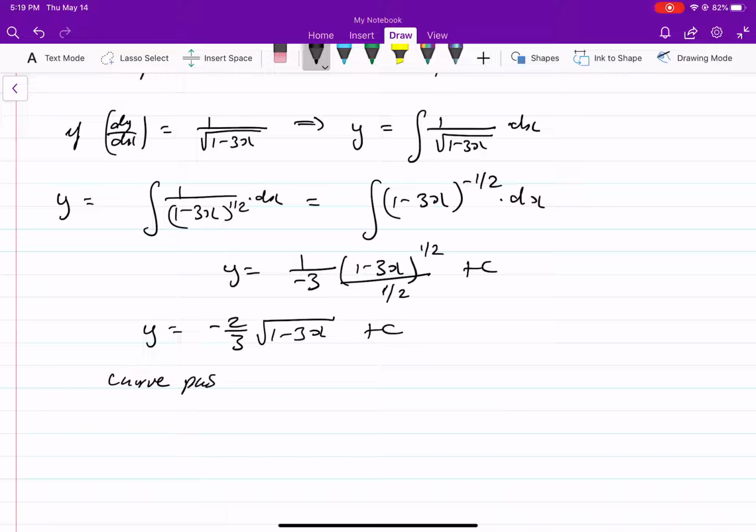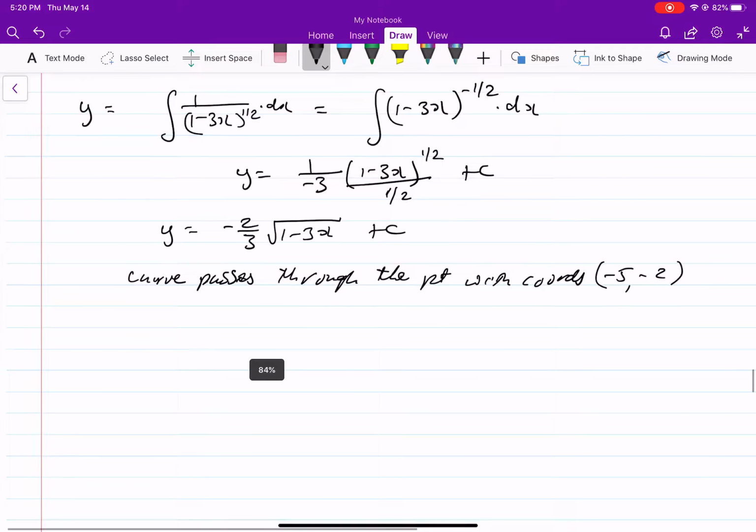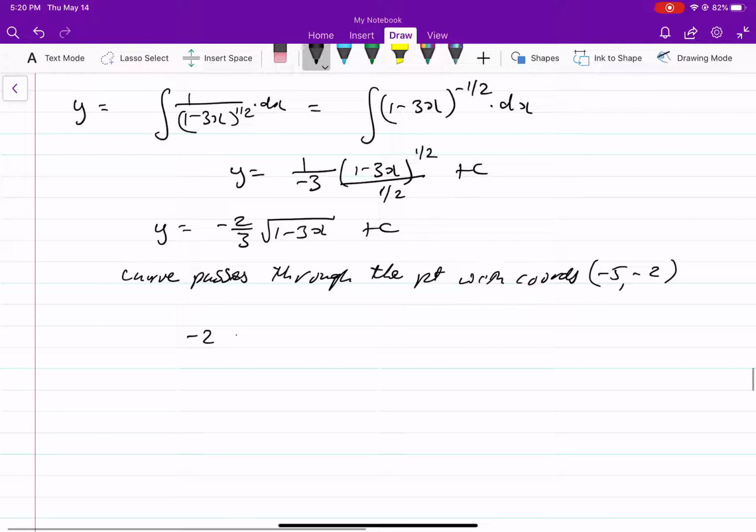The curve passes through the point with coordinates minus 5, minus 2. Which means I can plug in the minus 5 for the x and the minus 2 for the y. If I did that, I will get minus 2 is equal to minus 2/3 times the root of 1 minus 3 times minus 5 plus c. Let's simplify that.